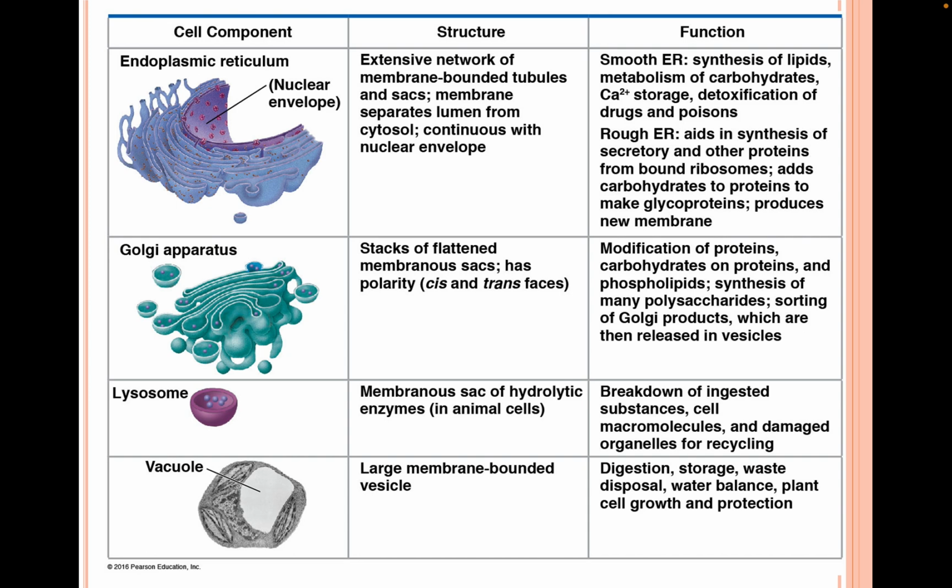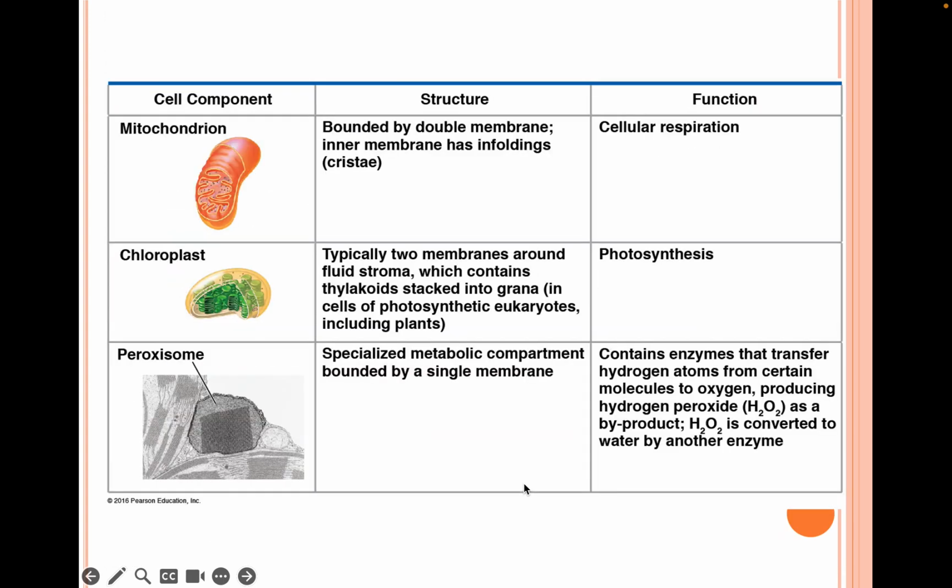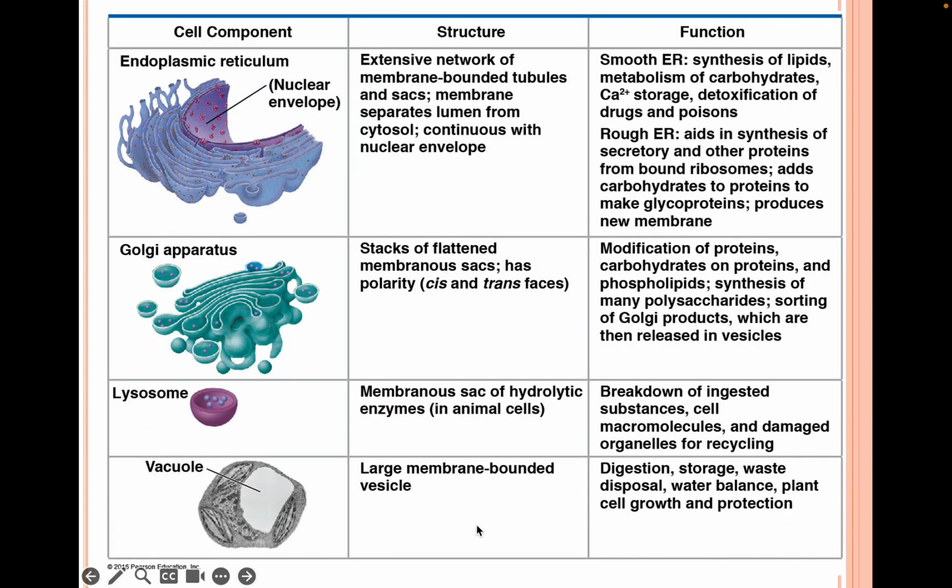A lysosome is a membranous sac of hydrolytic enzymes. And lastly, here we have a vacuole, which is a large membrane-bound vesicle. Most commonly, this would be found in animal cells. Central vacuoles are found in plant cells.